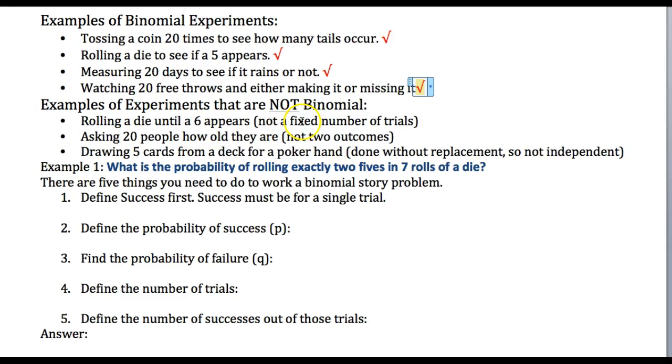Things that are not binomial: rolling a die until a 6 appears. Well, that's because we don't have a fixed number of trials, so that one does not work. Asking 20 people how old they are: not two outcomes. What if I ask, are you 20 years old? Would that be binomial? The answer is yes or no. Yes, that would be. In this case, though, there could be many different answers, so that doesn't work. Drawing 5 cards from a deck for a poker hand is done without replacement, so not independent.